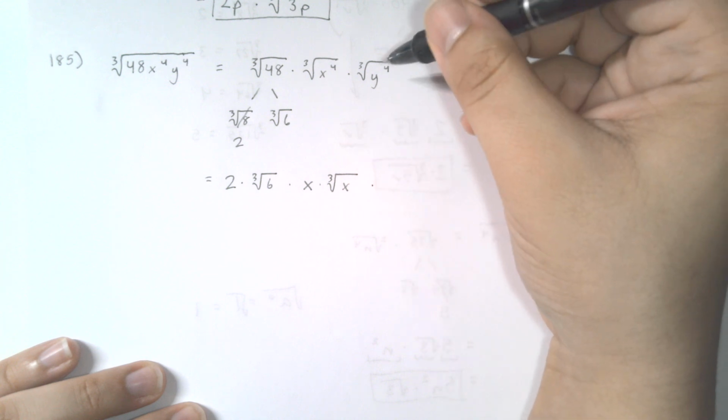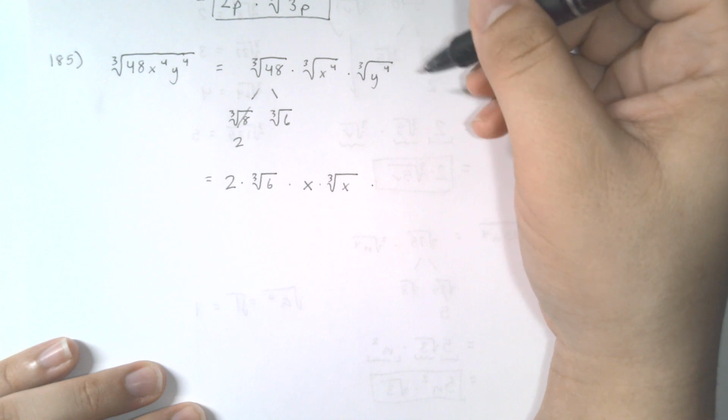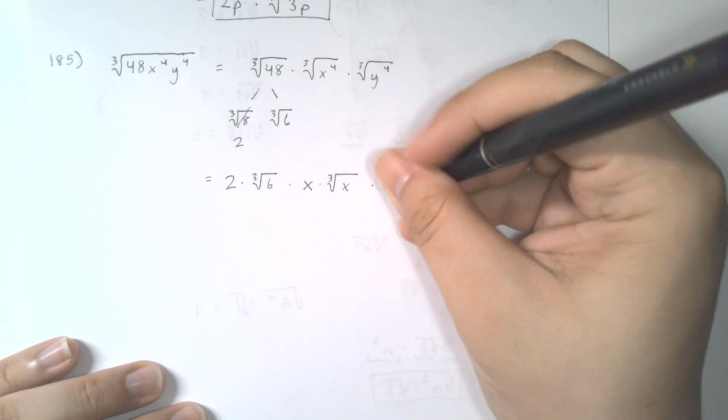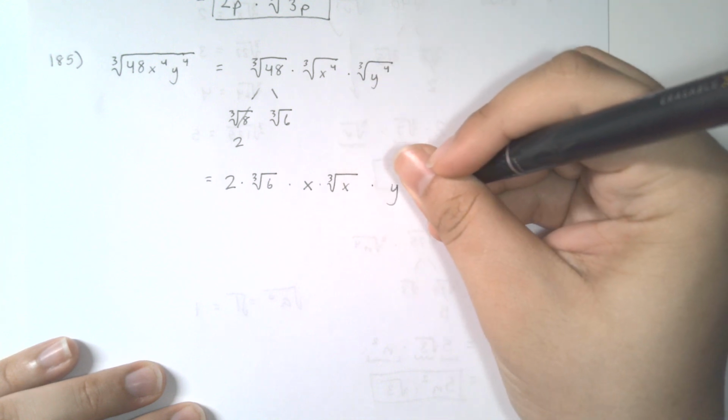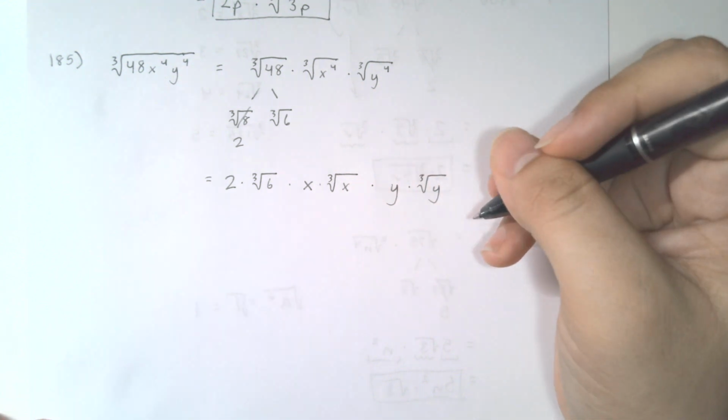And the same thing over here. Well, this is just now with y. How many times does 3 go into 4? Once with the remainder of 1. We can write that as y times the cube root of y.